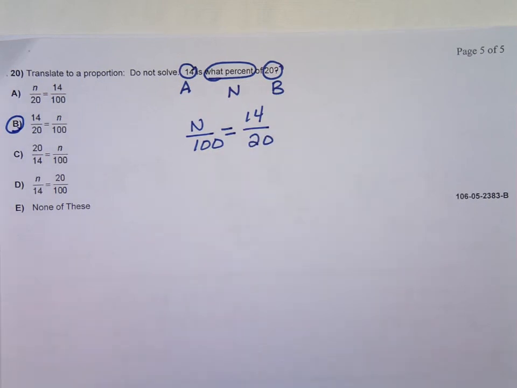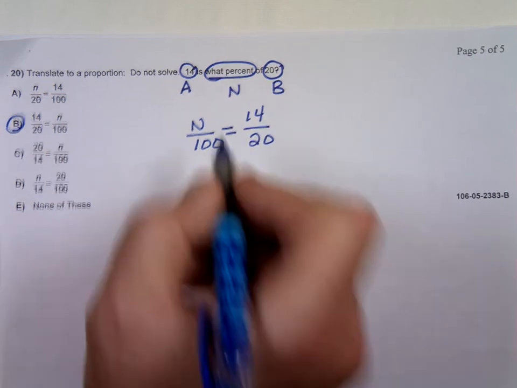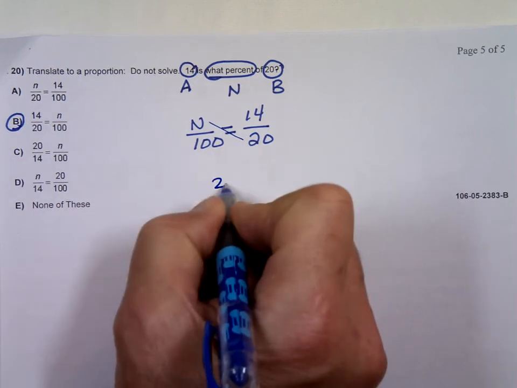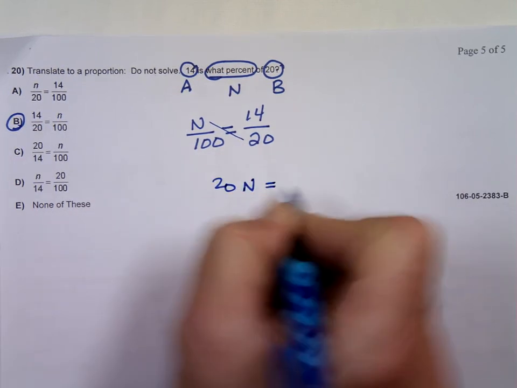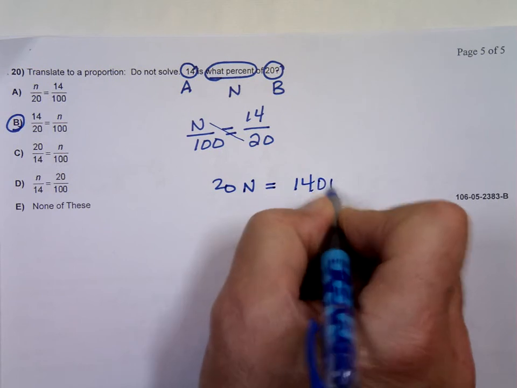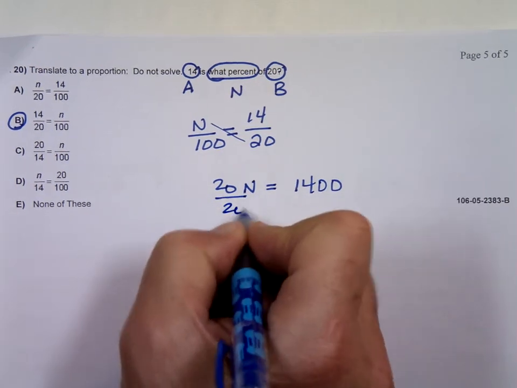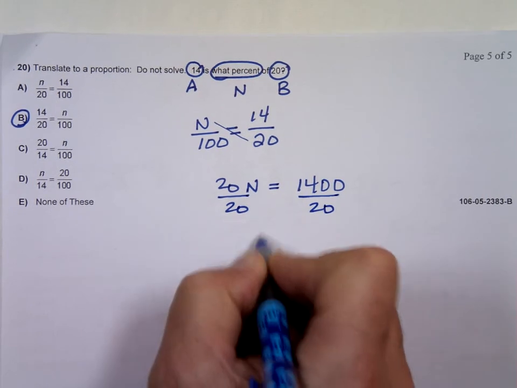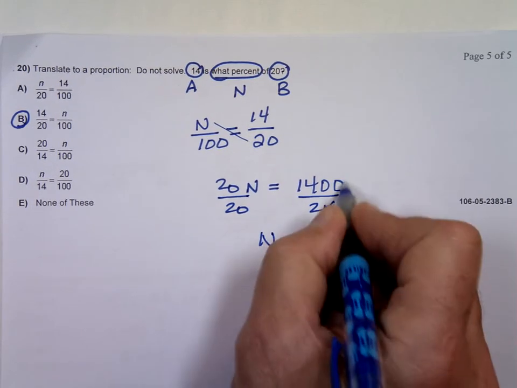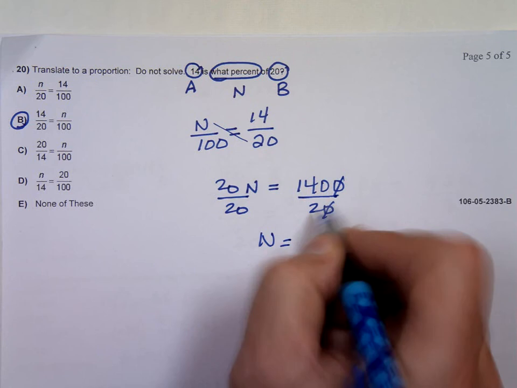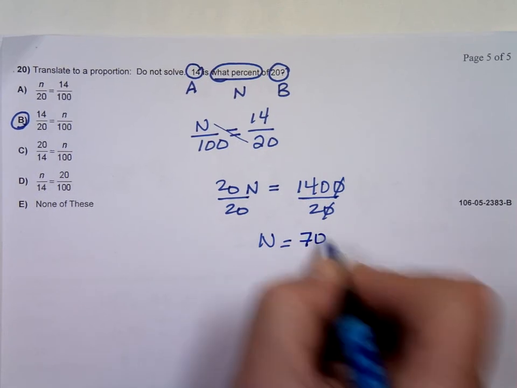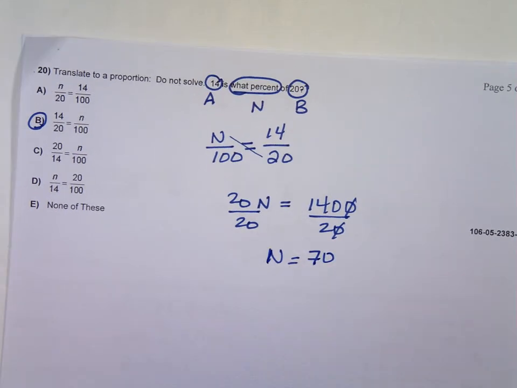Now, if they wanted to solve it, you would cross multiply. They don't ask to solve it, but if you want to, you divide by 20. 140 divided by 2, which will be 70. Again, this question was just translate, stop right here.